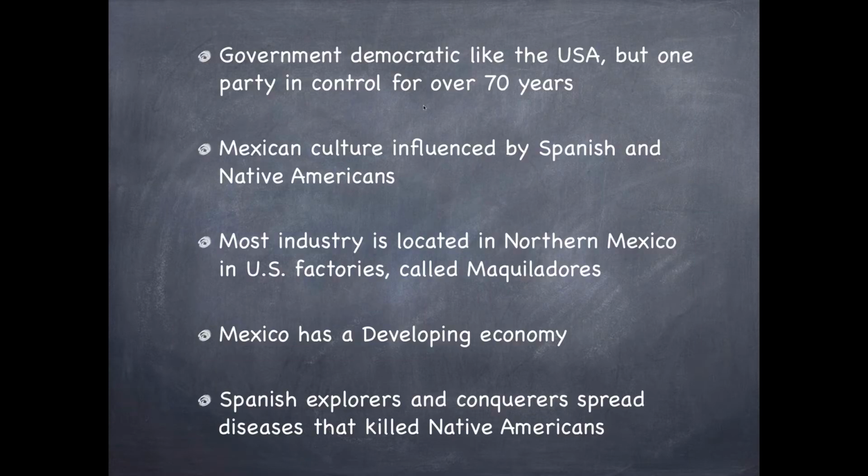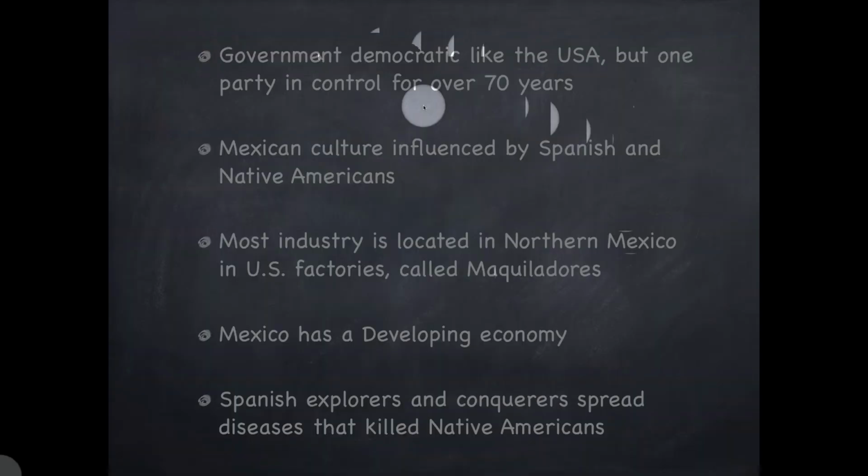All right, some other things that it's important to be aware of. The government of Mexico is democratic, similar to the United States, but a little bit different in that one party had control of their government for over 70 years. The culture of Mexico is almost a perfect blend of Spanish and Native American culture. So Mexican culture is strongly influenced by its Spanish heritage, but also by the Native American heritage.